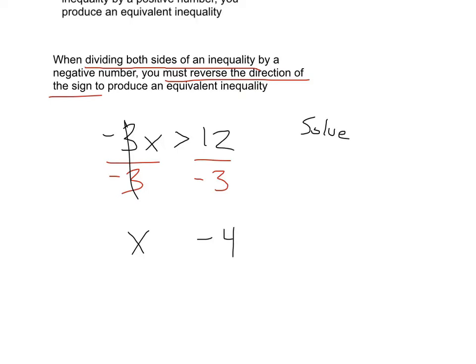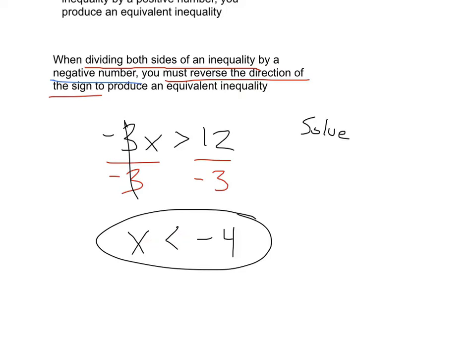But here's the thing. We have divided both sides of an inequality by a negative number. Okay? And when we do that, we must reverse the direction of the sign. So what was greater than now becomes less than negative 4. And there's our answer. Now let me prove to you why that has to happen, why you have to change the direction of the sign.